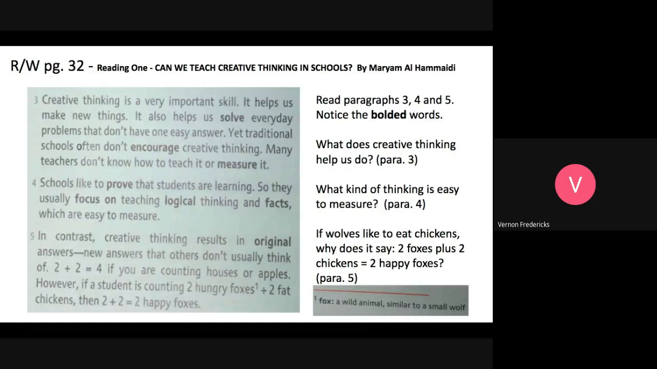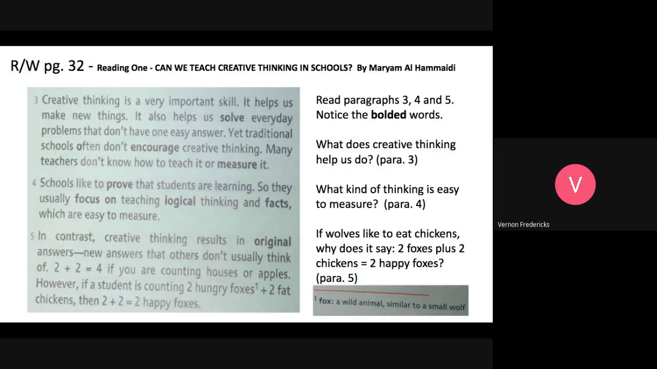What does creative thinking help us do? Creative thinking is a very important skill. It helps us make new things. It also helps us solve everyday problems that don't have one easy answer.